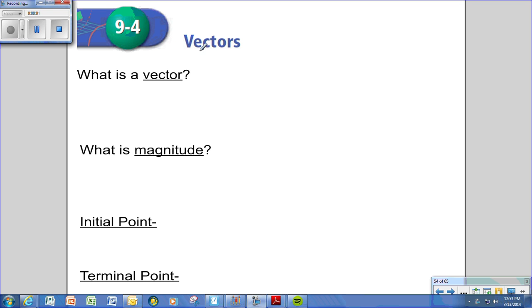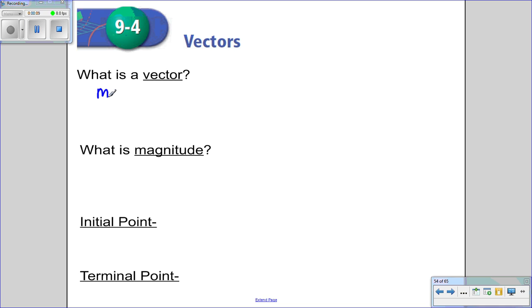Lesson 9.4 is on vectors. Okay, what is a vector? A vector is anything with magnitude and direction. All right, so let's take a look at this vector AB.